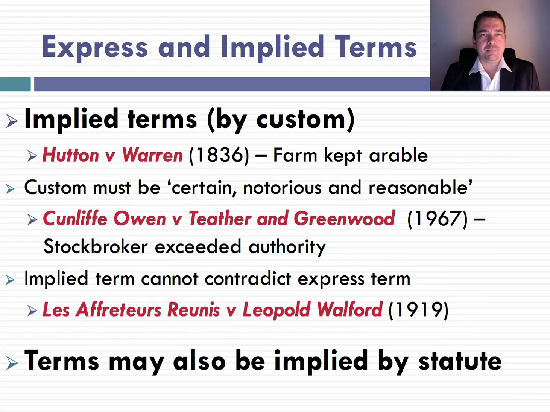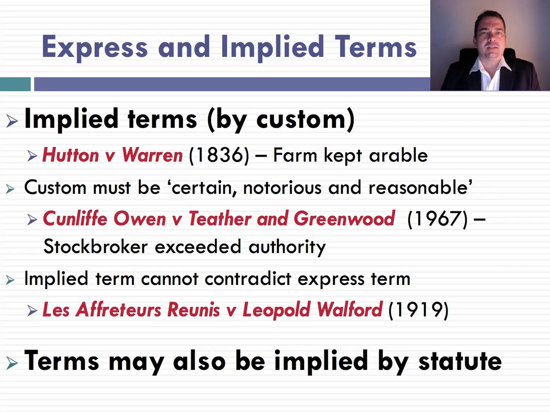Now, apart from being implied by fact, sometimes terms can also be implied by custom. That means they are implied because it is the custom, perhaps the custom in a particular geographic area, or perhaps the custom in a particular profession to do things in a particular way. Now, a very old authority on this is Hutton and Warren. In Hutton and Warren, we had a landlord and a tenant. And in fact, the land at issue was agricultural land, and the tenant had tended to that land and in fact had even planted things on that land.